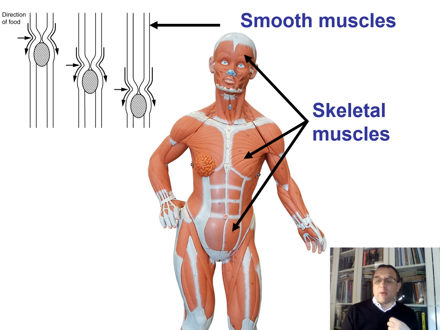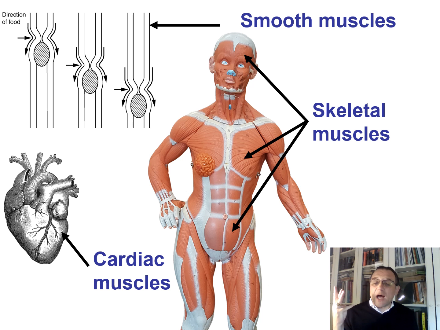So this type of muscle we call smooth muscles. We find them in our stomach, in our intestines. And the third type of muscle is cardiac muscle. As the word implies, that's what makes up the pump of our body, blood pump of our body, the organ called heart.